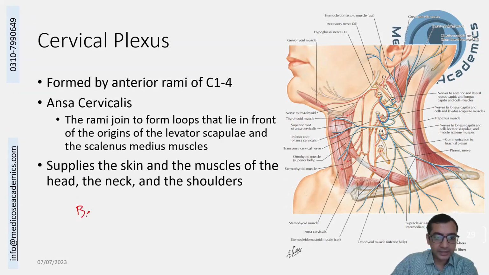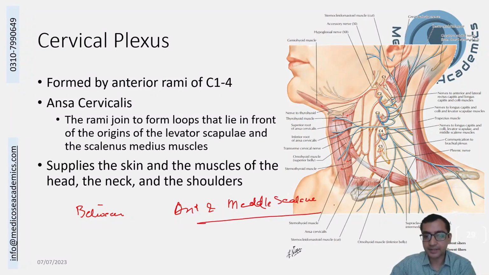It is between the anterior and middle scalene muscles. So it is anterior to the middle and posterior to the anterior scalenus muscle. The fact that it is coming from anterior rami is true for all plexi.